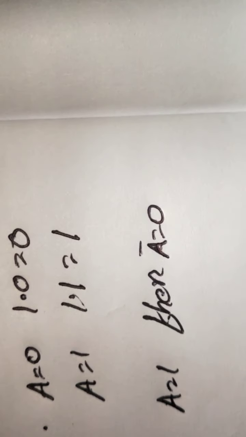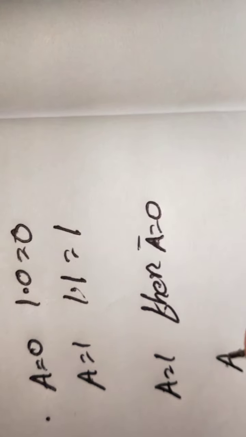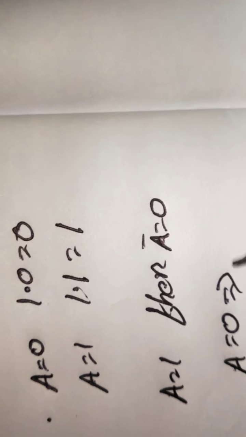Third fundamental is a is equal to 1, then a bar equal to 0. Complement of anything is equal to negative value. If a is equal to 0, that implies a bar equal to 1. A is equal to 1, that implies a bar is equal to 0. Fourth and fifth fundamentals.